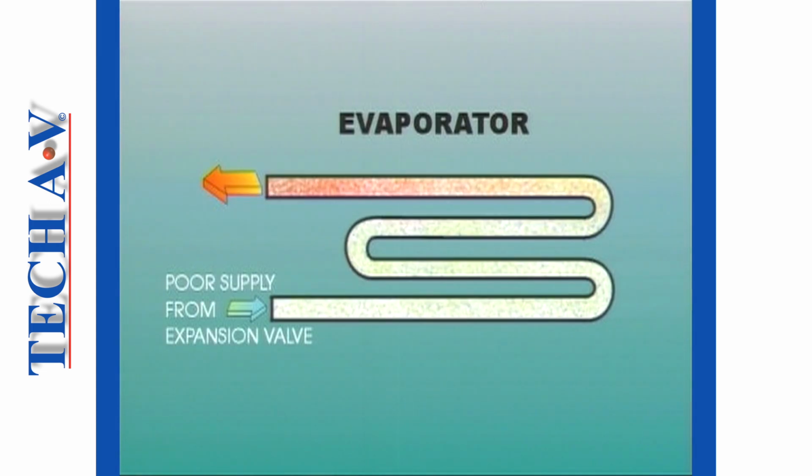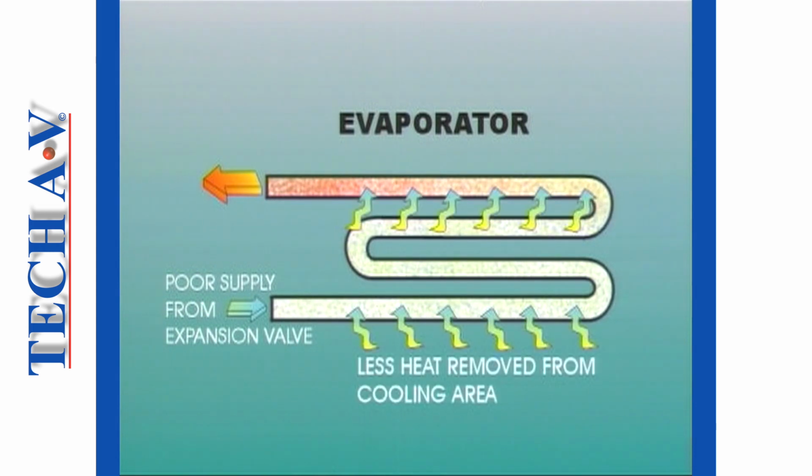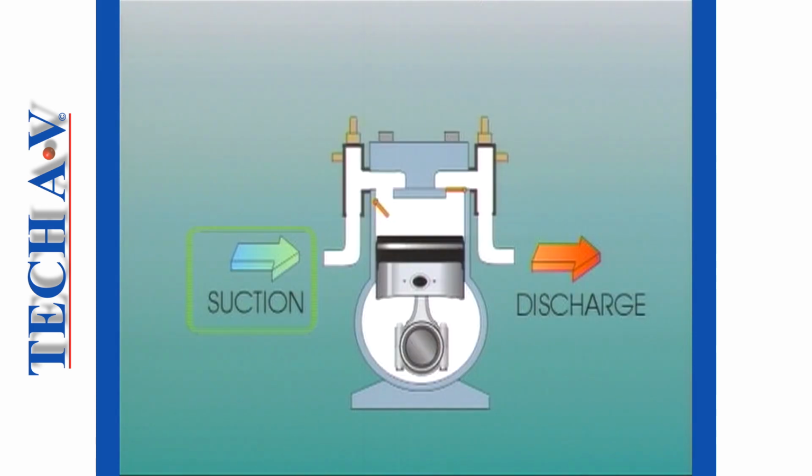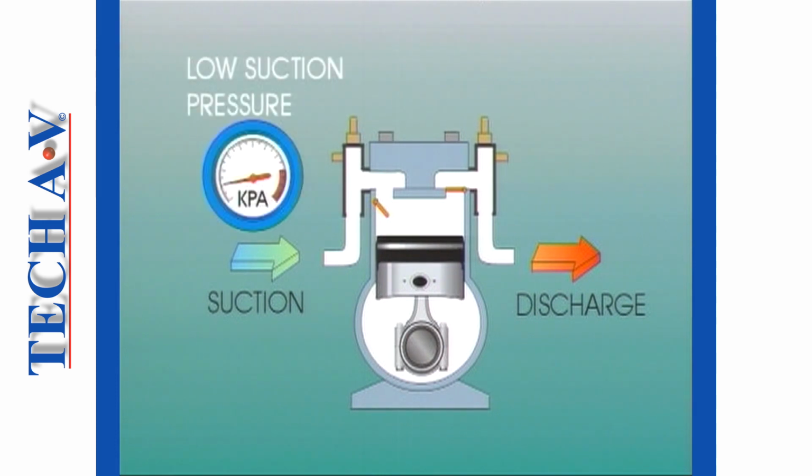A reduced volume of refrigerant in the evaporator means that less heat will be removed from the cooling area. It will also result in a superheat rise. Further, the compressor will be attempting to draw in vapor to satisfy its cylinder capacity. But as insufficient vapor is present, a significant drop in suction pressure will occur.